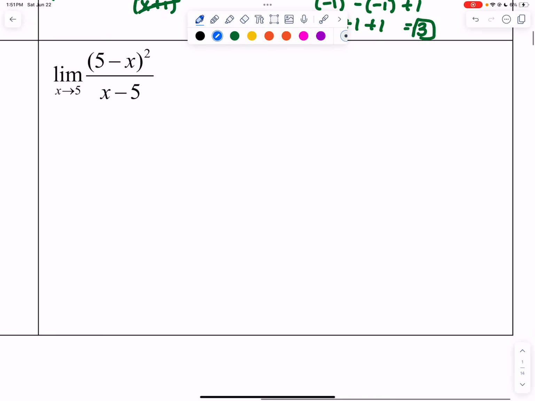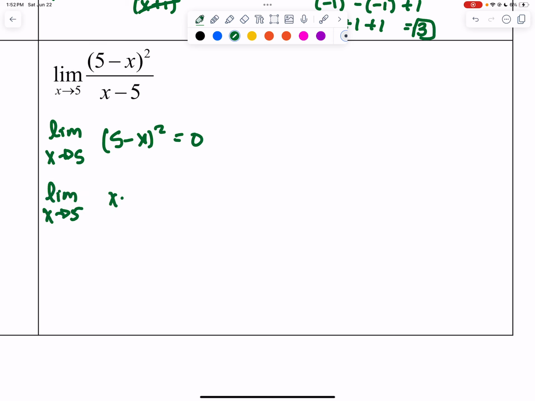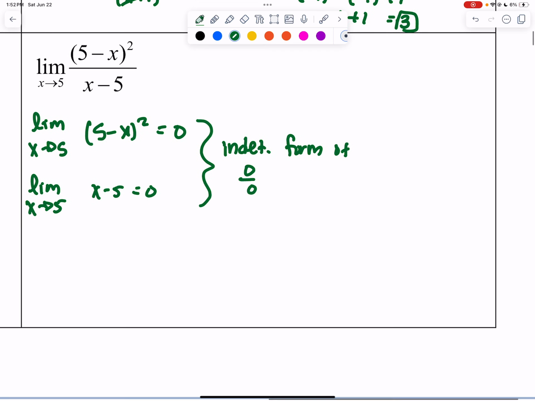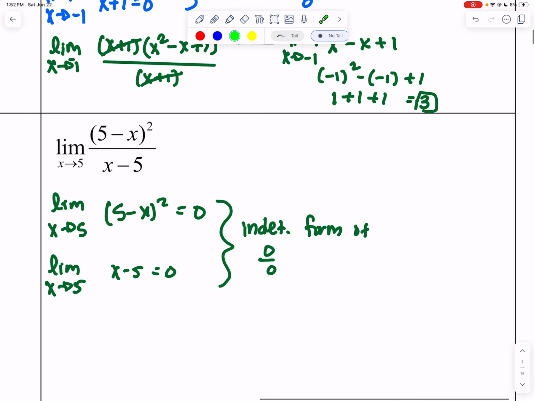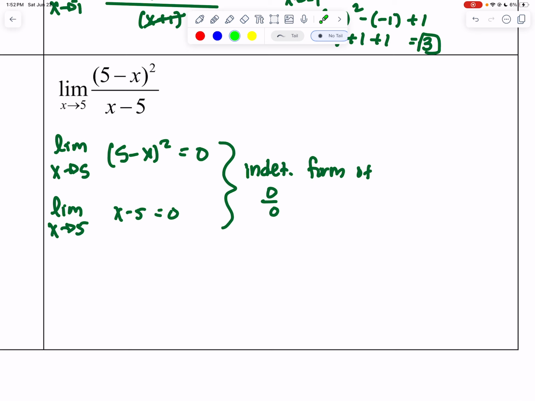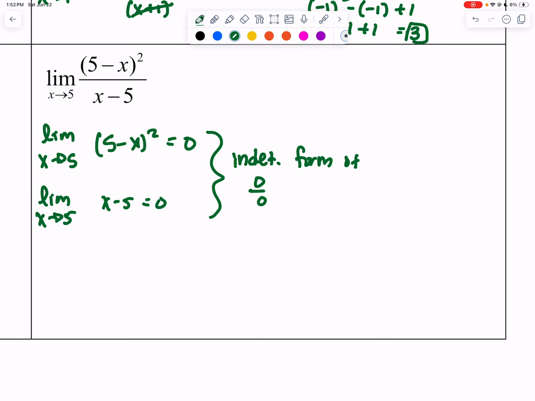Same thing for number 4 here. The limit as x approaches 5 of 5 minus x is going to give me 0. The limit as x approaches 5 of x minus 5 is also 0. So this is an indeterminate form of 0 over 0. Yes, you do actually have to write all of this out, just like I did here and here, so that you earn all of your full points on the test and on the FRQ in the AP exam.